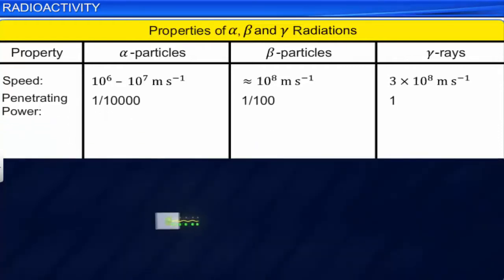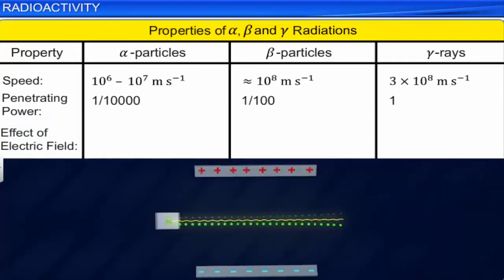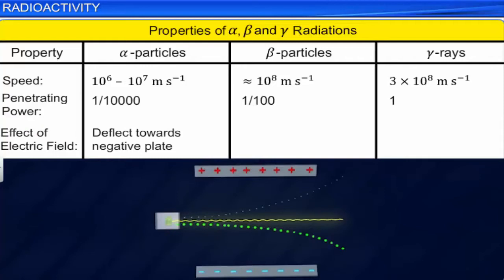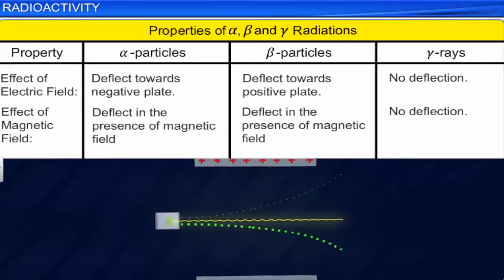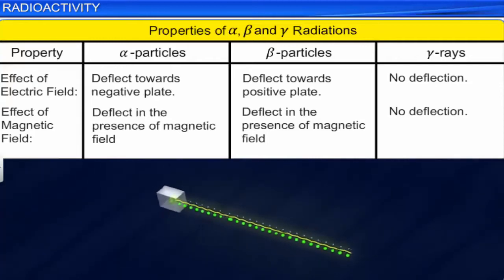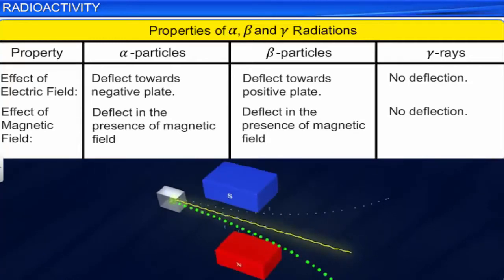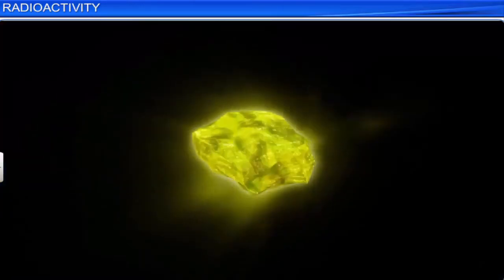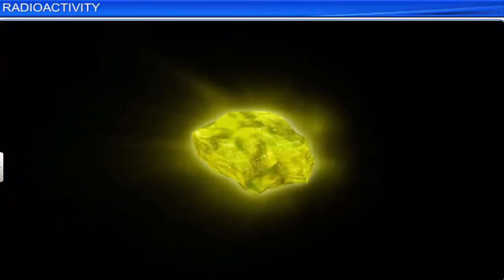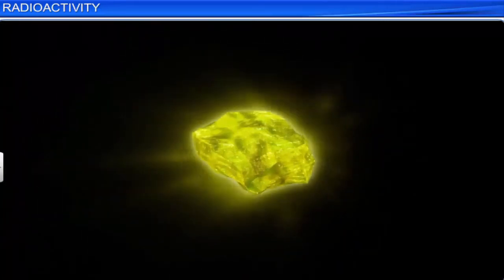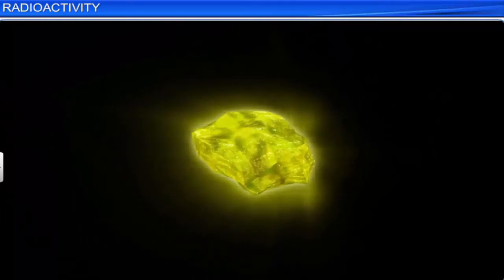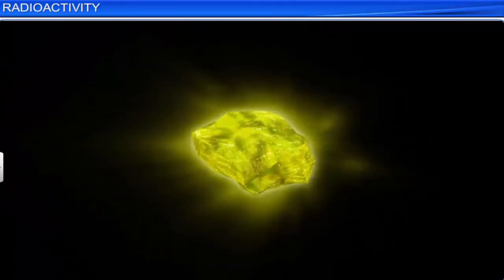In the presence of an electric field, alpha particles are deflected towards the negative electrode and beta particles towards the positive electrode. Gamma rays do not get deflected in the presence of either an electric or a magnetic field. Both alpha and beta particles deflect in the presence of a magnetic field. All these radiations can produce fluorescence when incident on material like zinc sulfide. These radiations are harmful and can cause radiation damage.